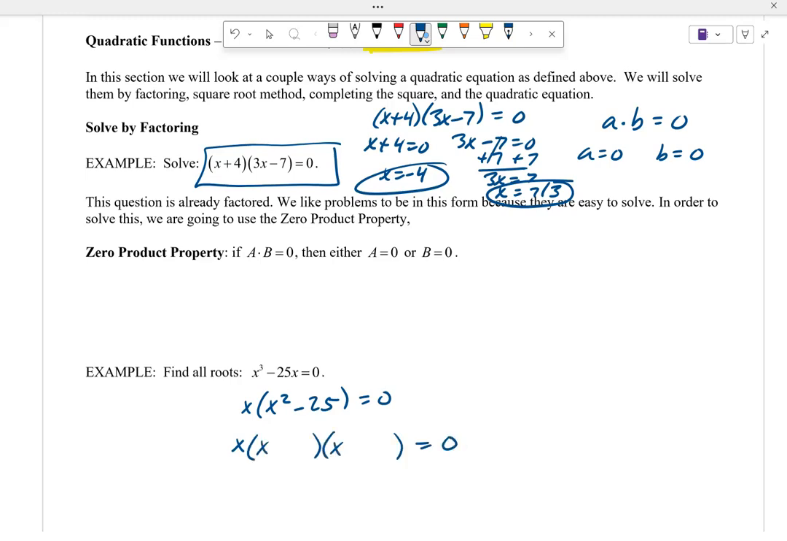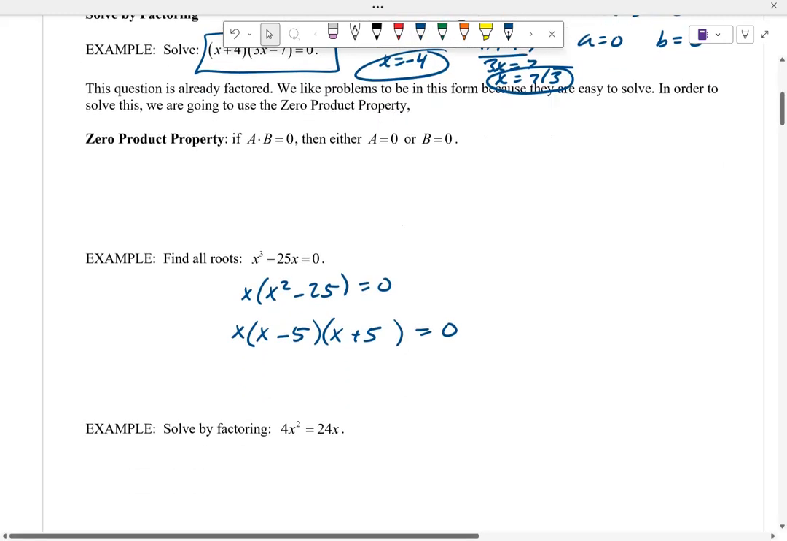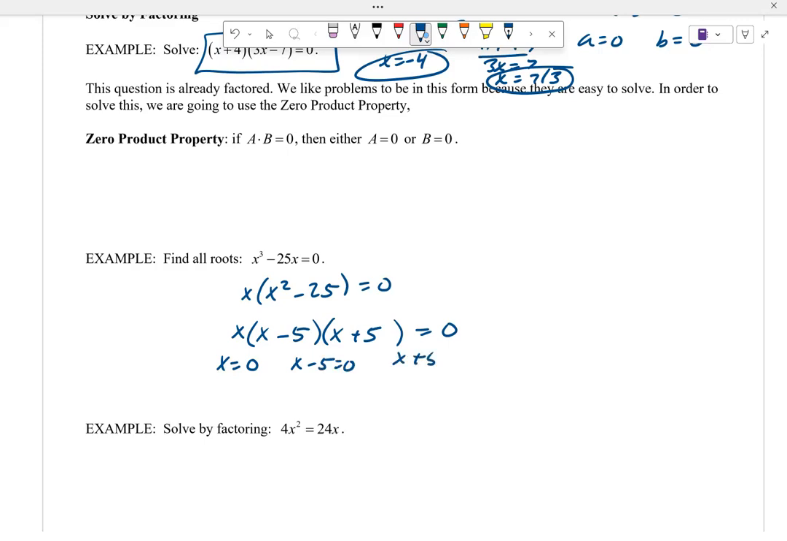We've got an x and an x, so that'd be a minus 5, plus 5. Of course, you could check that. x squared plus 5x minus 5x minus 25, that's 0, right? So that would be x squared minus 25. And then we're going to use that zero product property. If a times b times c equals 0, then a could be 0, b could be 0, or c could be 0. So we're going to go ahead and take each factor, set it equal to 0, and solve.